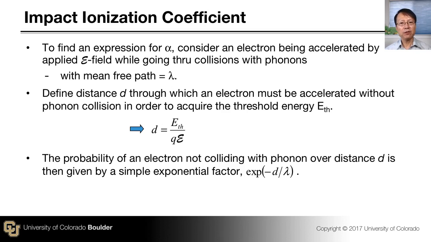So in order to have an impact ionization process occurring, you have to have an electron propagating distance d without colliding with the phonons or impurities. Now, you have to talk about the probability of an electron not colliding with phonons or impurities over a distance d. And that simply is given by this exponential factor, exponential minus d over lambda.